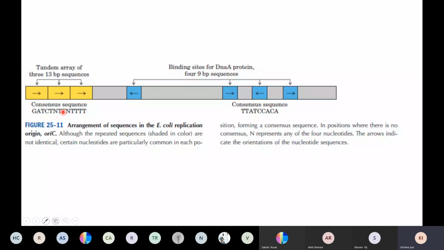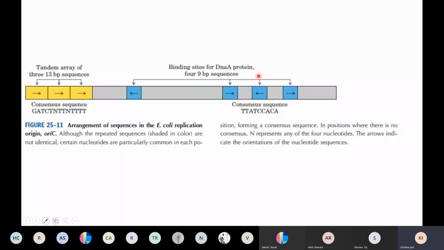And not only that, somewhere near that sequence is another sequence which is also rich in AT. See, 1, 2, 3, 4, 5, 6 out of 9 are AT, and there are 4 of these. See that, 4 nine-base-pair sequences, and this is supposed to be the binding site of this protein which is called DnaA.